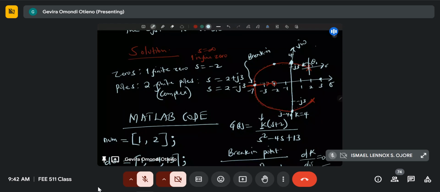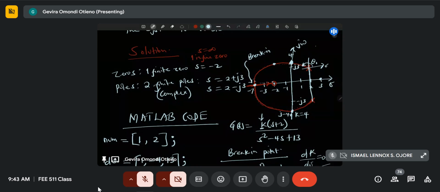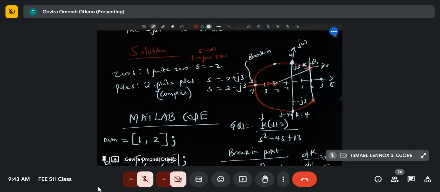So let's use this pole as the test point. You have to draw a line from this pole to all the other points on the root locus. We only have 3 other points on the root locus. One is to the other conjugate pole. The other one is to the 0. Remember, we are only drawing it using the one pole as the test point.